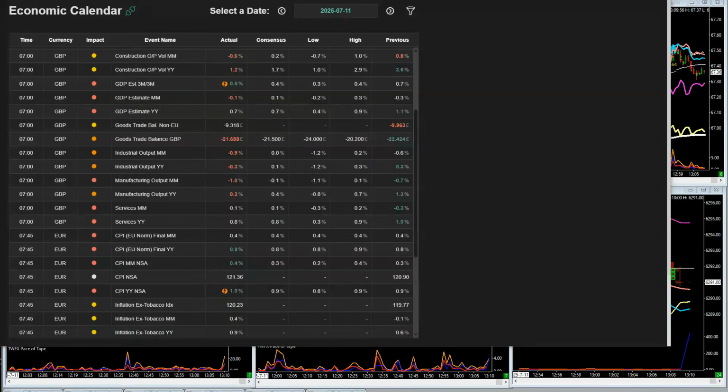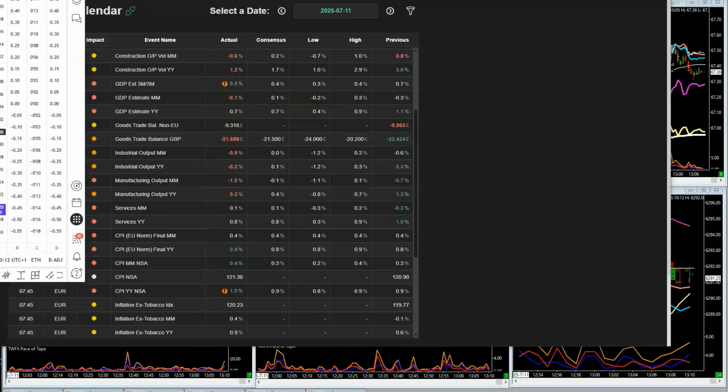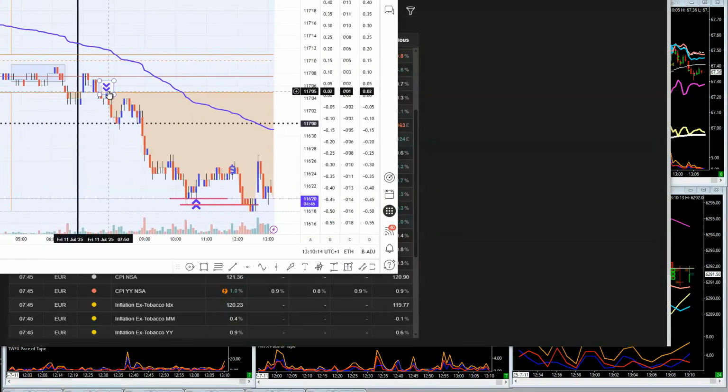What happened to the sell on bonds at 7:45, 7:50, guys? The sell on bonds at 7:45, 7:50 was at 117.05 and it dropped down to 116.20. Anybody that was sell side bonds after the data came out made themselves another $500.